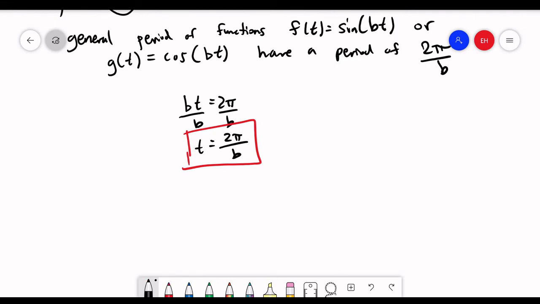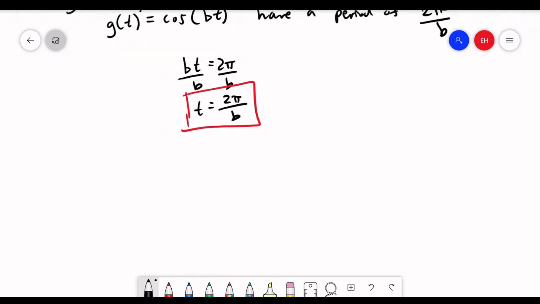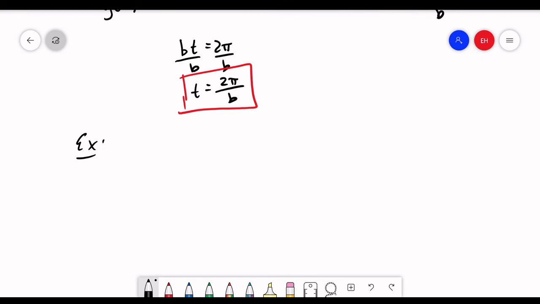For me, I tend not to use the shortcut. I just kind of reason through it each time because I tend to forget the shortcut. But if you're someone that's good at remembering shortcuts, there it is. The period's going to be just the base period divided by the number that's multiplied.